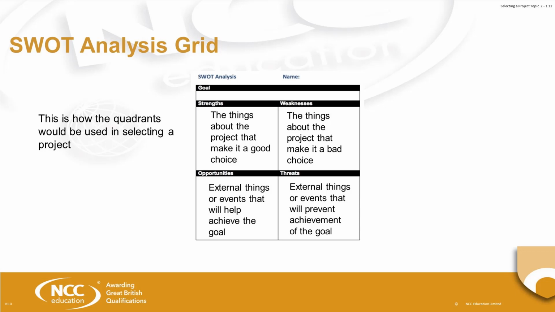Opportunities, things to help achieve the project. So what external things can support us? Do we have a support network of fellow students? Do we have tutors that can help support us? Do we have resources or access to those resources? And threats are external things that prevent the achievement, so kind of the opposite of some of the opportunities: lack of resources, lack of contacts, lack of information. Remember, when deciding what is a strength and what is an opportunity, strengths are things about us and about our project that make it a good choice, and opportunities will be external things that will help achieve that goal, i.e. make it a good choice.